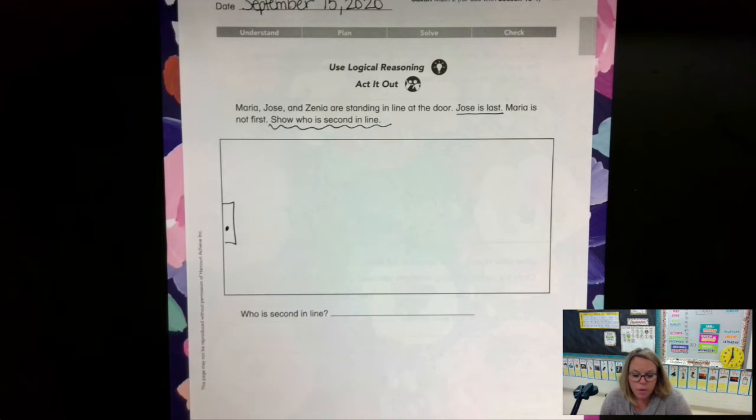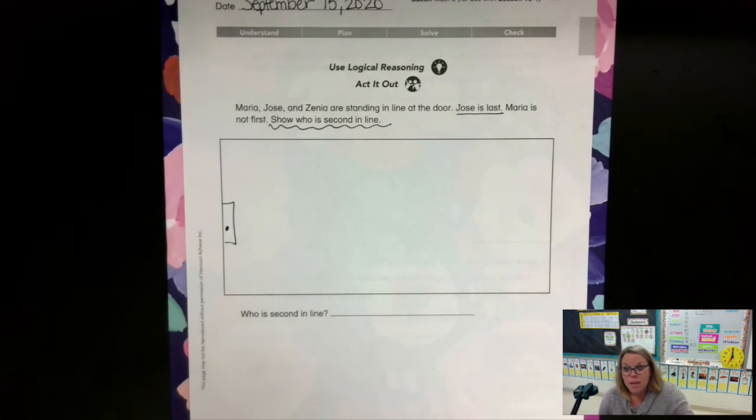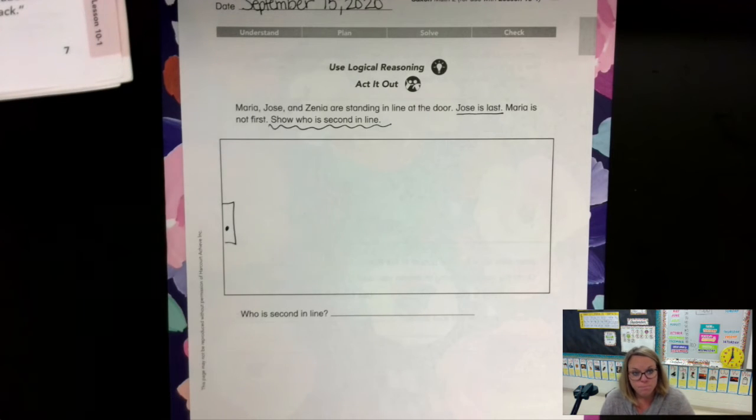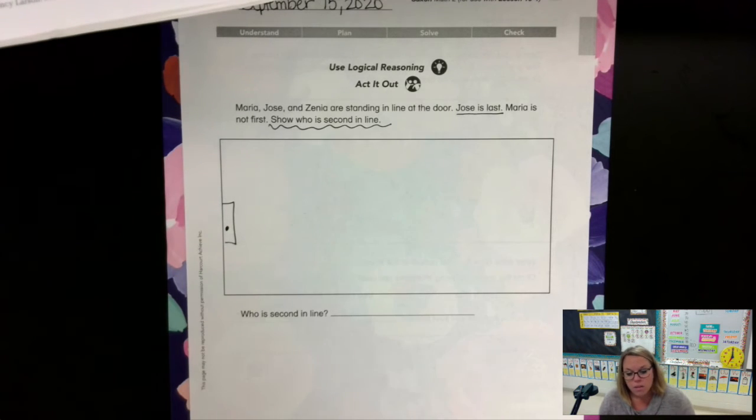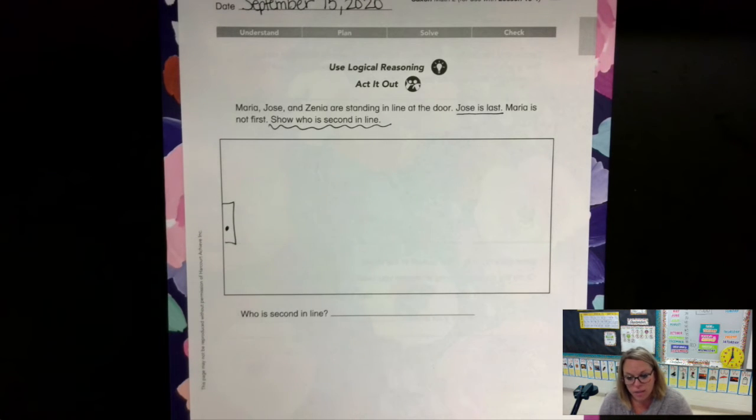We have to plan how we're going to solve the problem. When we make a plan to solve a problem, we choose a problem-solving strategy. For this problem, we can use a strategy called logical reasoning. When we use logical reasoning, we act like a detective and we use the clues in the problem to help us figure it out. We can also use a strategy called act it out. Let's use the problem-solving strategies of logical reasoning and act it out to solve the problem.